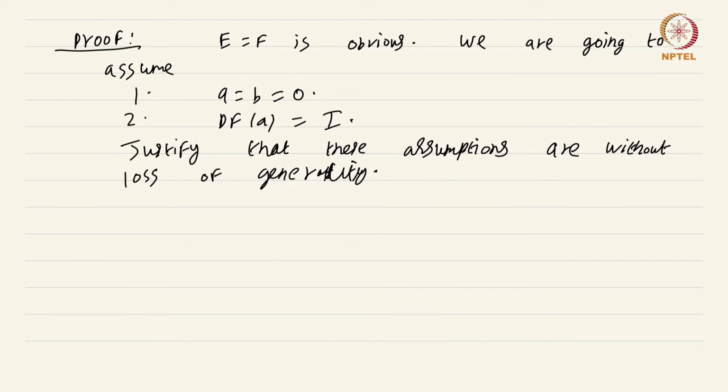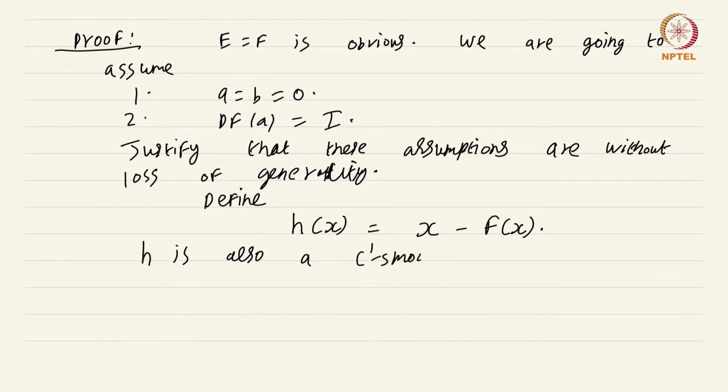Okay, so the first step is to define a new function. Define h of x equal to x minus f of x. Okay, then observe that h is also a C1 smooth map. But the interesting thing is, by our assumptions, dh at 0 is nothing but identity minus DFA, which is just the 0 map. Okay, so this is the interesting bit. The derivative of h at 0 is nothing but the 0 map.